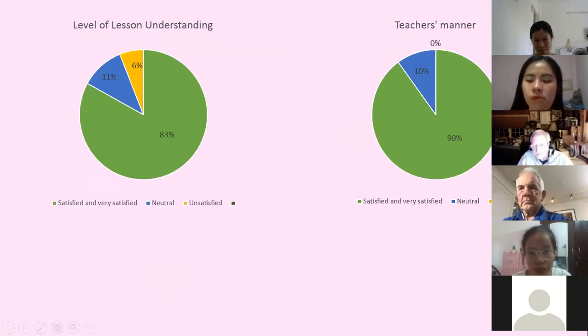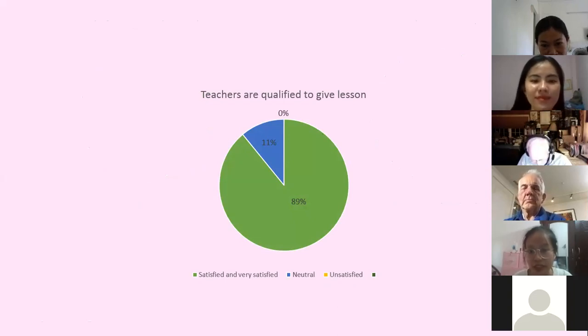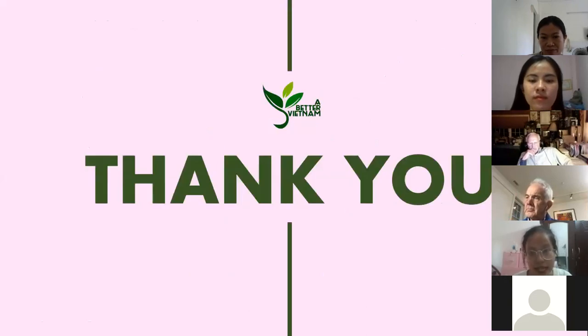And the last one, 89% of students think the teachers are qualified to give lesson, and none of them are unsatisfied with this. So from these numbers, we can see that some students seem not to be very satisfied with the teaching method and their ability to understand the lesson.